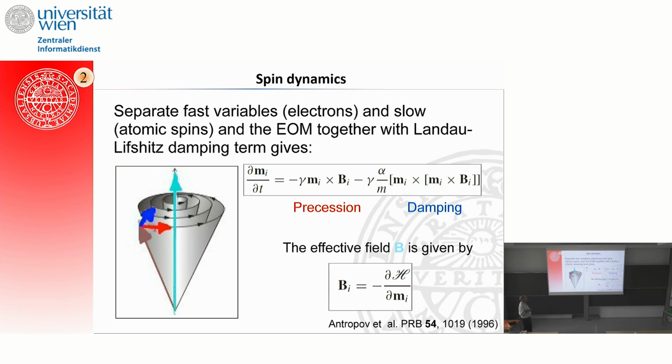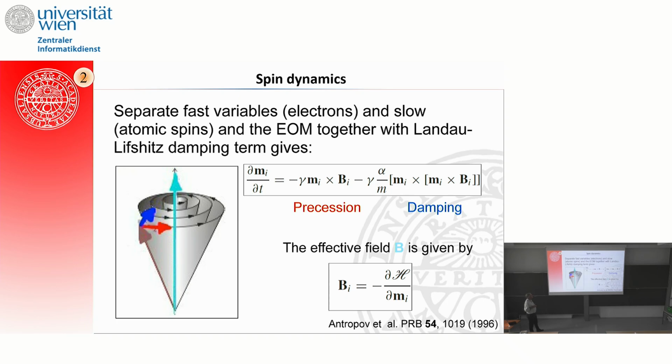It was derived in '96, and so the equation of motion for an atomic moment at site i follows the Landau-Lifshitz-Gilbert form. Maybe it's not so surprising that it should do that. This is what it does also for the micromagnetic model. Gamma is the gyromagnetic ratio.